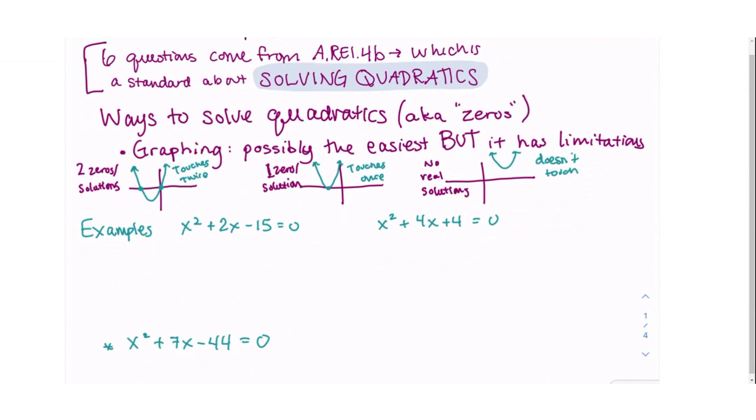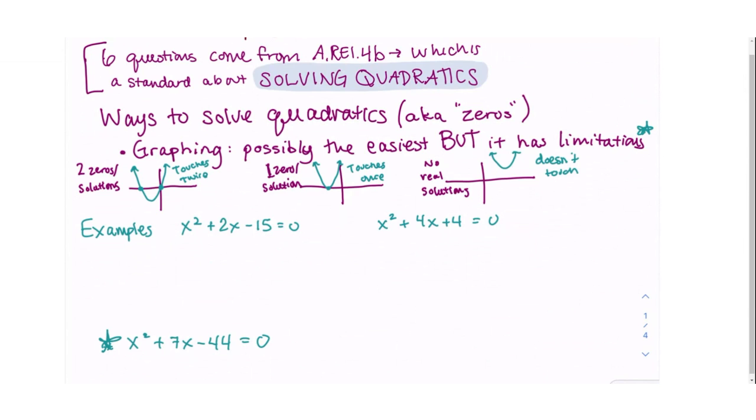The first one that I don't think they hit very much was solving it graphically. I think it's the easiest way, but there are still limitations to it. And I'll show you those limitations. This little star down here, in fact, I should put the star right here, goes with this one. That's a limitation of it. So the first one is this. We have x squared plus 2x minus 15 equals 0.